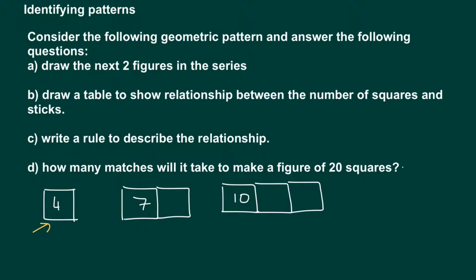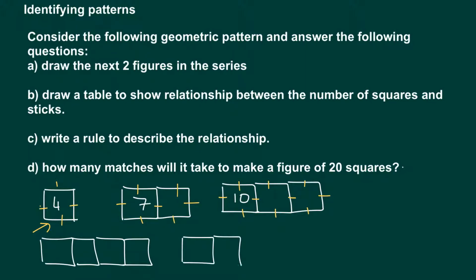So 1 square gives us 4 different sticks. So 1, 2, 3, 4. Then 2 squares gives us 1, 2, 3, 4, 5, 6, 7. 3 gives us 1, 2, 3, 4, 5, 6, 7, 8, 9, 10. So as we can see, it's simply increasing by 3 sticks each time. So let's draw out our 4th shape, which simply has 4 squares. Then the 5th one will have 5 squares. Pretty straightforward here. So this one will have 13 sticks. This one will have 16 sticks.